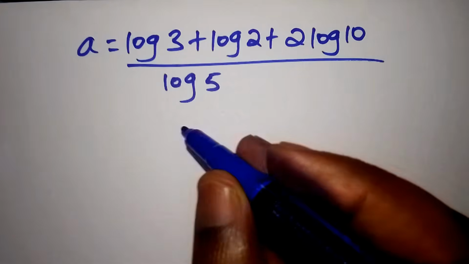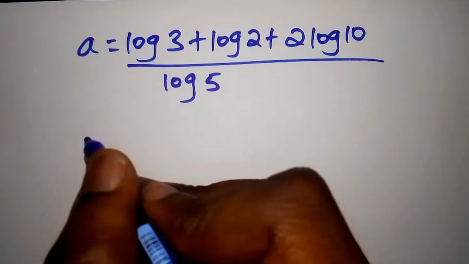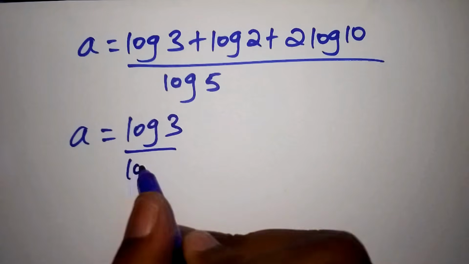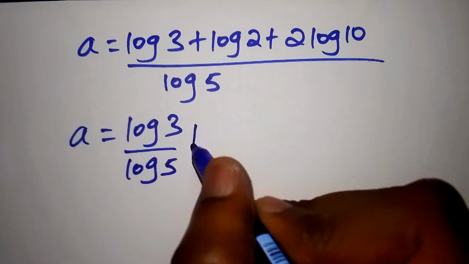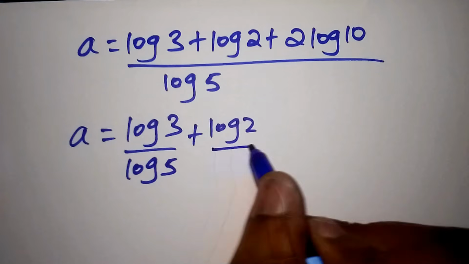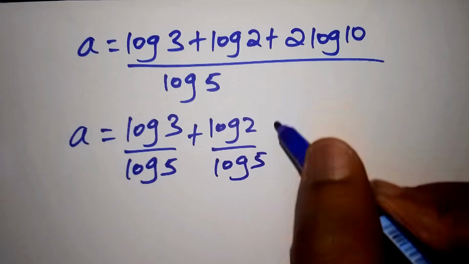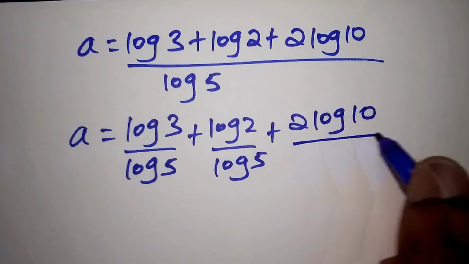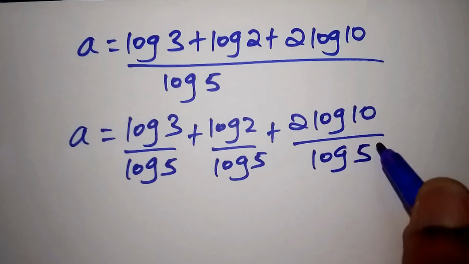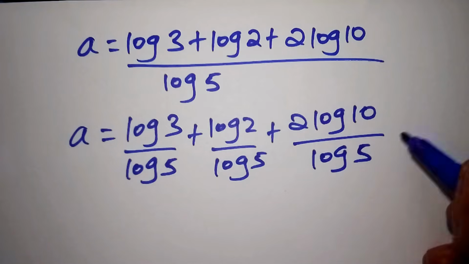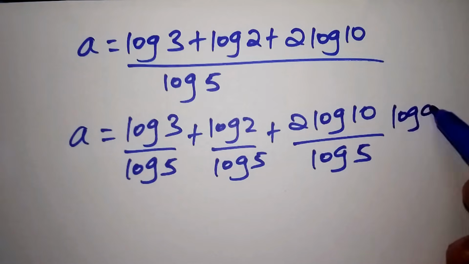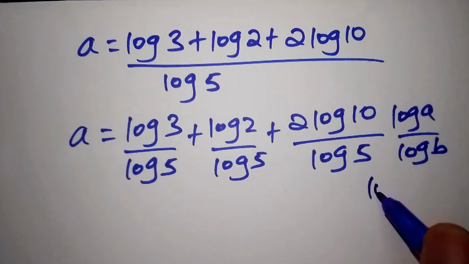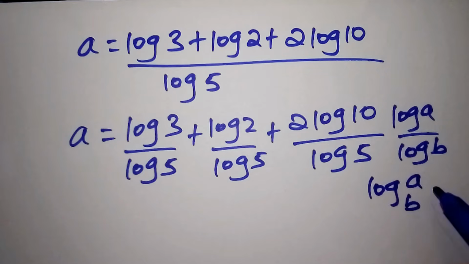So we shall now divide each log by the log of 5. So a is equals to log 3 all over the log of 5, plus the log of 2 all over the log of 5, plus 2 log 10 all over the log of 5. So assuming that we have, for example, the log a all over the log of b, according to the law of logarithm, we shall have it as the log of a to the base of b.